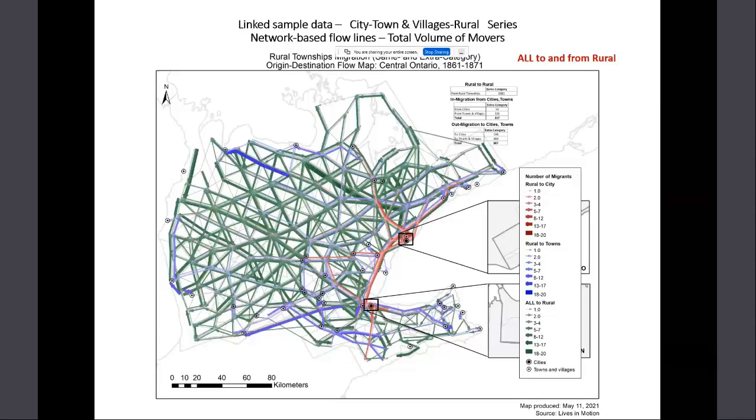So that was looking at the simplest case, migrations to and from the cities. Here's the combined map for all migration moving into and out of rural areas. And of course, most of it is from one rural township to another. Much more complicated and busy.